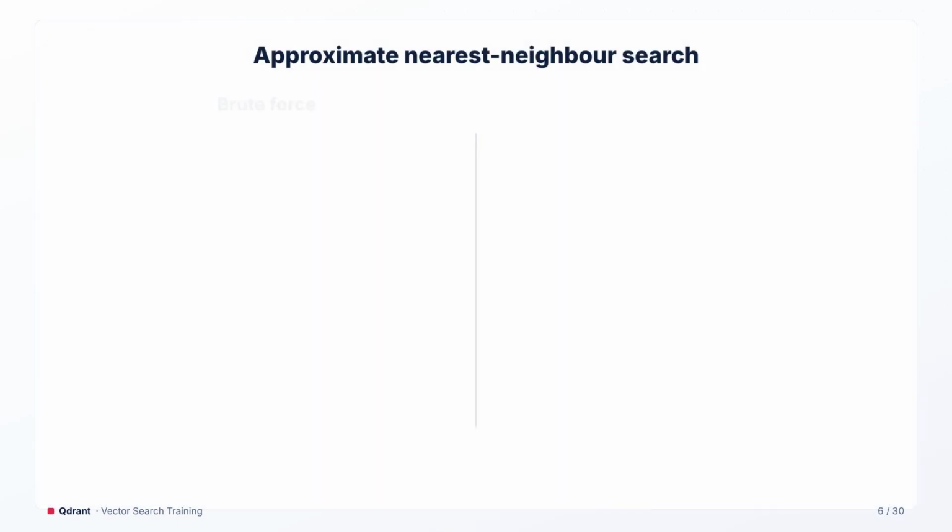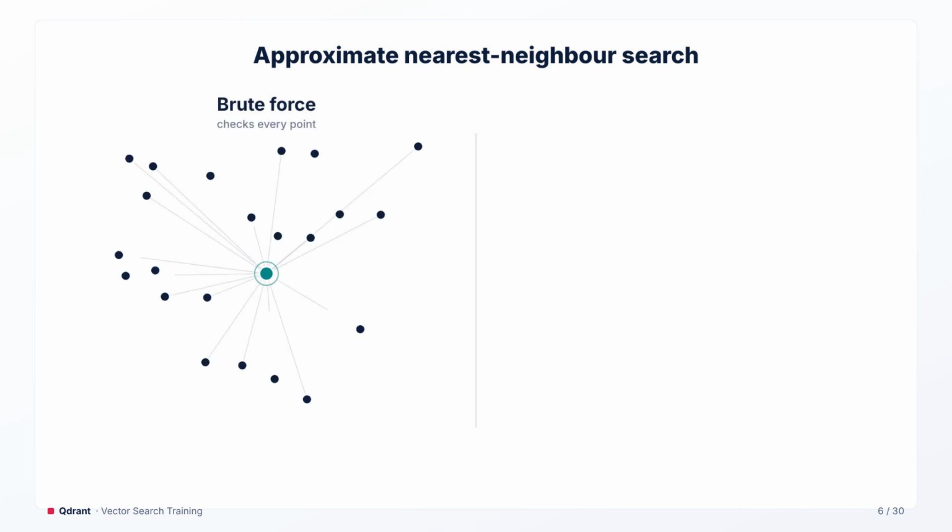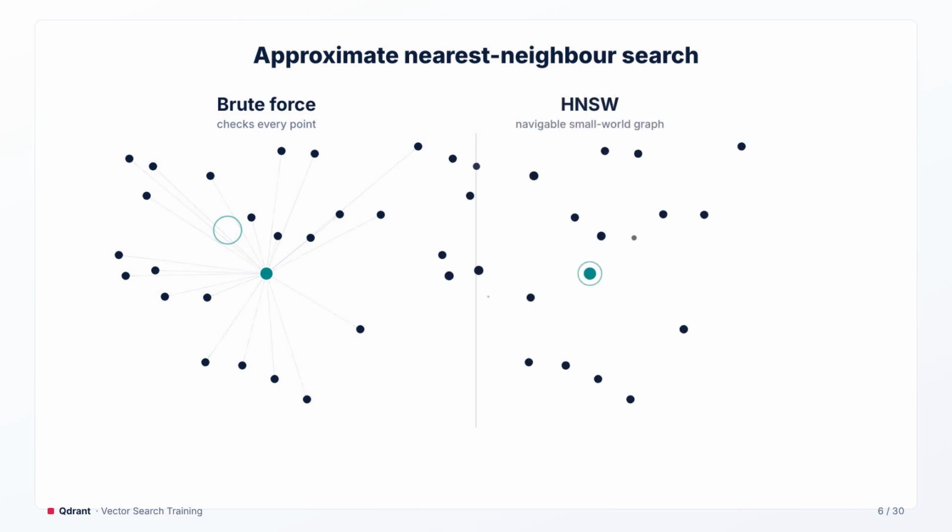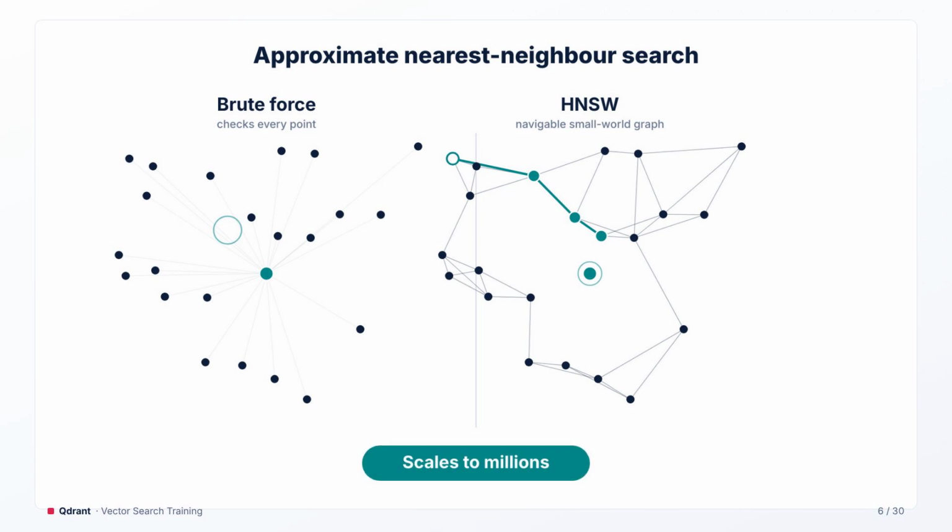Comparing a query against every vector is accurate, but slow. Instead, Qdrant builds a navigable graph called HNSW, where each point links to its nearest neighbors. A search walks this graph, hopping closer and closer to the best matches in just a few steps. This is approximate nearest neighbor search, and it scales to millions of vectors.